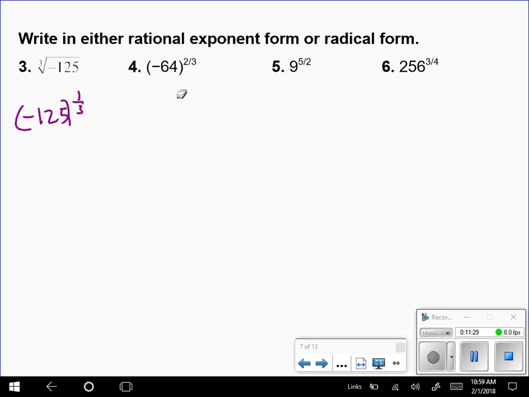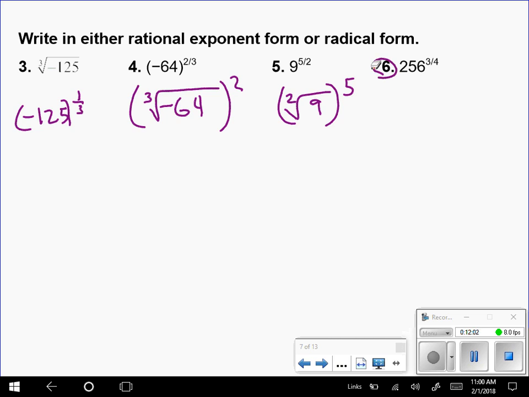Now, number 4, we have negative 64. Where my pen went. To the cubed root of negative 64 raised to the 2nd power. I'll try 5, you try 6. So we would have the square root of 9 raised to the 5th power. So go ahead and try 6. You're just writing it in radical form.